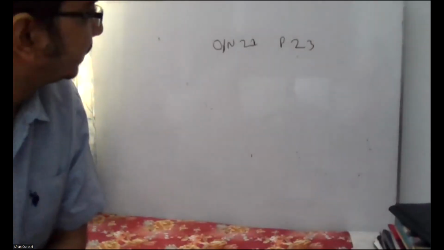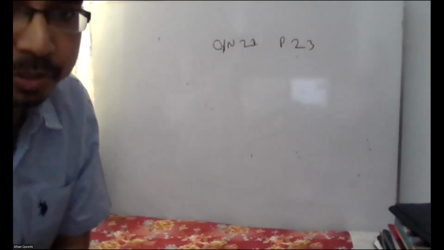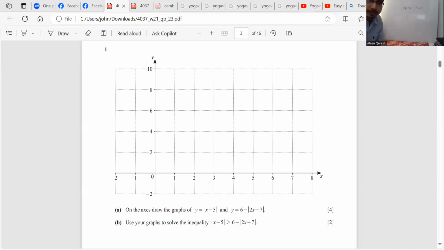So in this video, actually, I'll discuss Octa number 21, paper 2, variant 3. Only one question, that's the first question. Octa number 21, paper 2, variant 3, the first question. I did this in class, but actually, I think some of you are still having trouble.